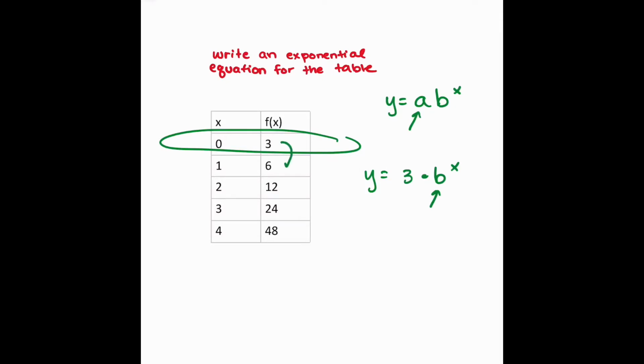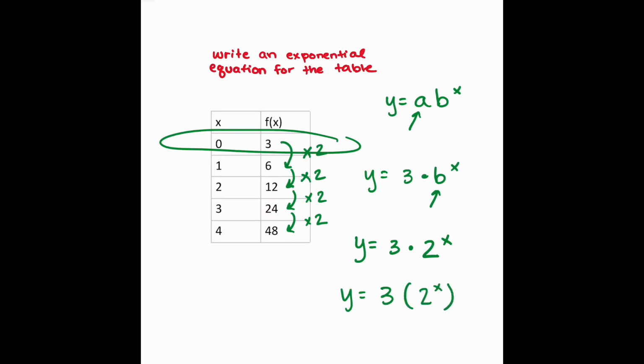Well, to get from 3 to 6, you multiply by 2. You're just doubling, right? From 6 to 12, still multiplying by 2, still multiplying by 2. So my b value has to be 2. Here is my exponential equation. Y equals 3 times 2 to the power of x. Sometimes I like to write it like this. Y equals 3 times 2 to the power of x.